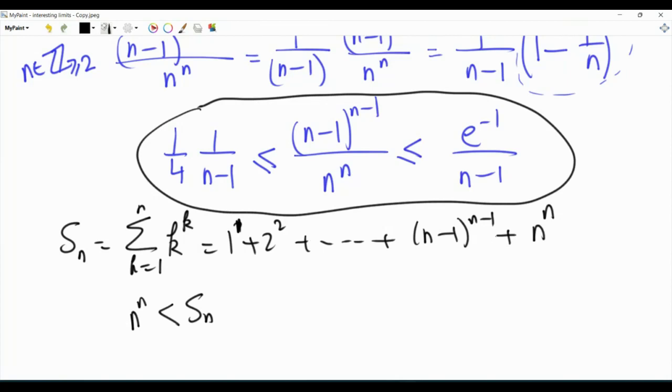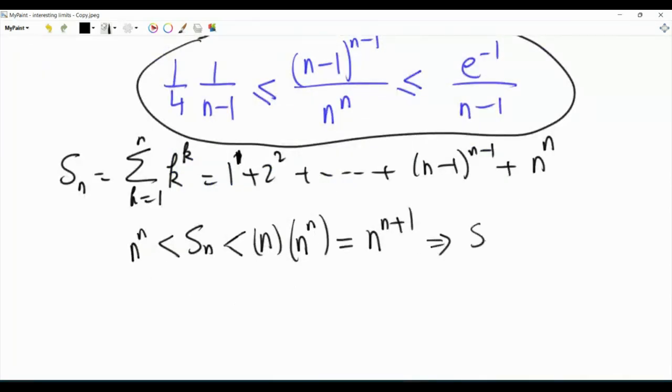Now we can upper bound each term here by n to the n. And so this summation is strictly less than n times n to the n, which is n to the power n plus 1. So Sn is upper bounded by n to the power n plus 1. To get this upper bound, we just replace each term by the biggest term, which is n to the power n. So we have that Sn is less than or equal to n to the power n plus 1. So Sn minus 1 is strictly less than, replacing n by n minus 1, (n-1) to the power (n-1) plus 1.